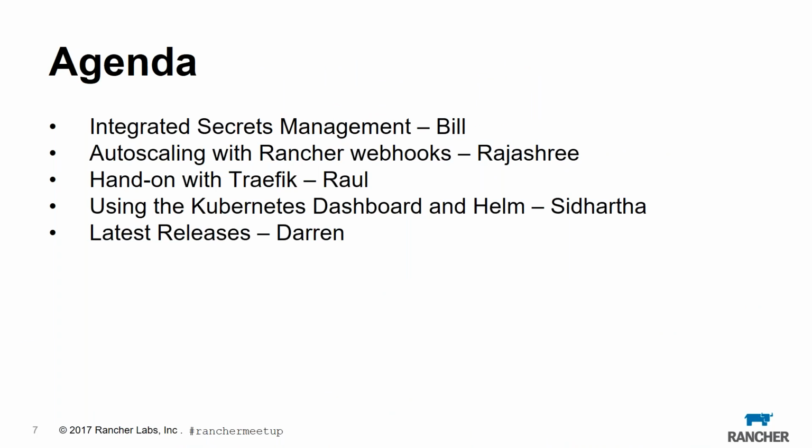Okay, so now to the good stuff. We're going to cover 4 main topics. Bill's going to talk about the new integrated secret management that came out with Rancher 1.4. Roger Schree is going to talk and demo some webhooks that we've been implementing to enable autoscaling in Rancher. They're really the first couple came out in 1.4, there's a couple more coming in 1.5, and this is a framework that allows you to really build whatever type of webhooks you want. So we're excited to kind of show that.